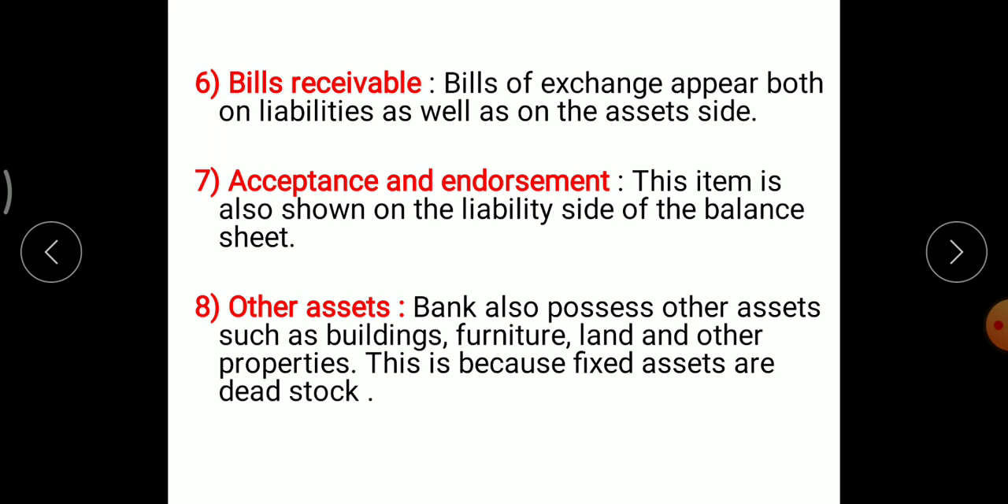Next, other assets. Banks also possess other assets such as buildings, furniture, land, and other properties. These days, a bank should have attractive and strong buildings. Similarly, it should have good office furniture, computers, and other equipment.